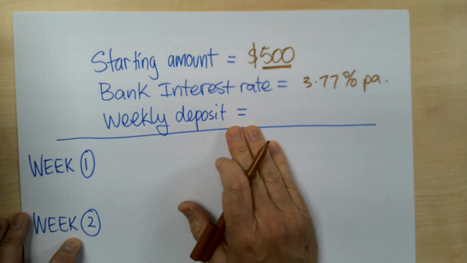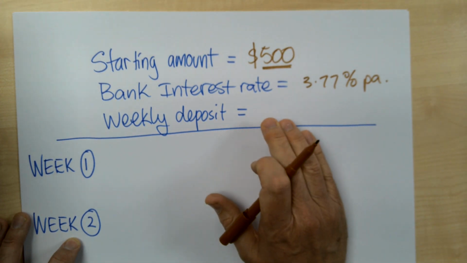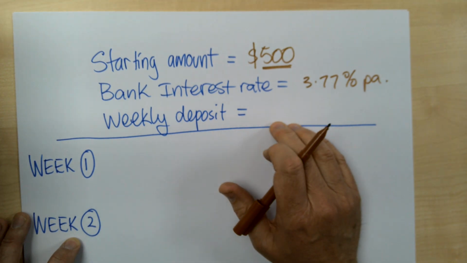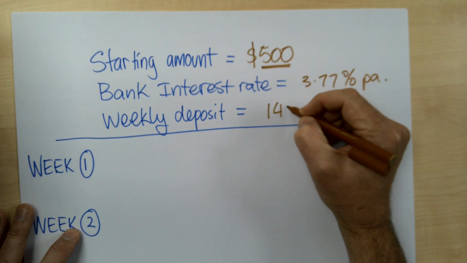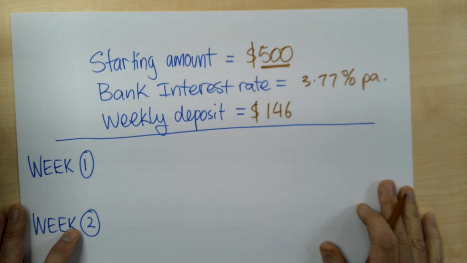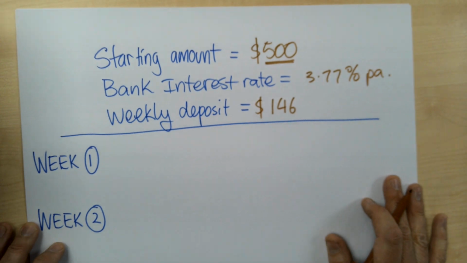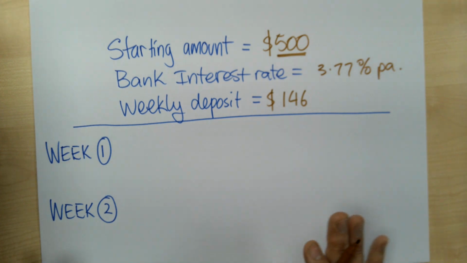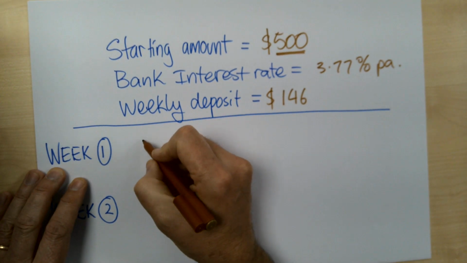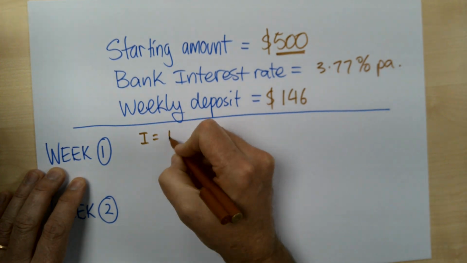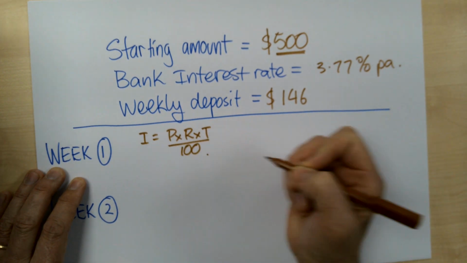Your weekly deposit, you've already calculated that from your yearly income. You get the weekly income and then you get 25% of that as your savings, your weekly deposit. So let's say you've done that and it's $146, okay, your weekly deposit. Okay, so this is what you need to do, and it needs to actually mimic what's going on in your Excel, all right? So you've got interest equals P times R times T over 100.